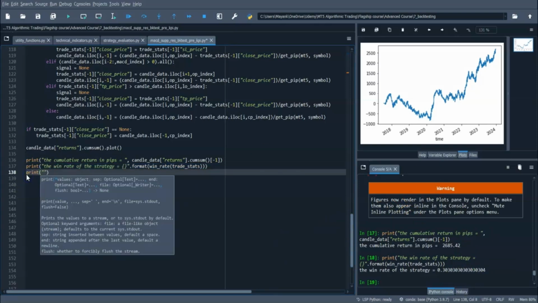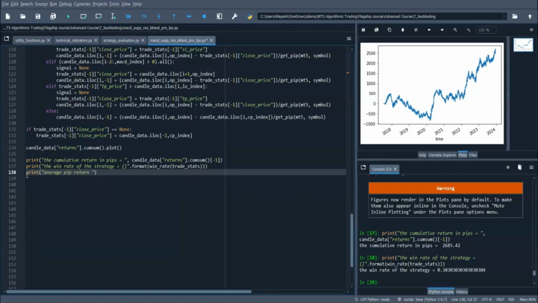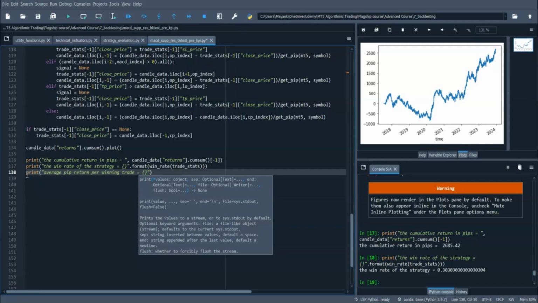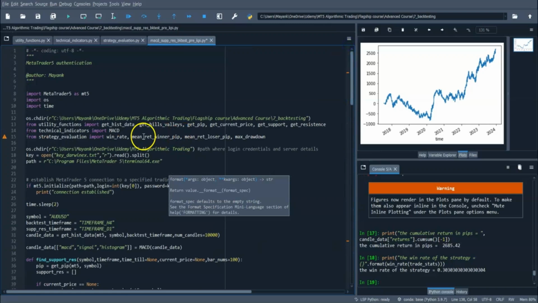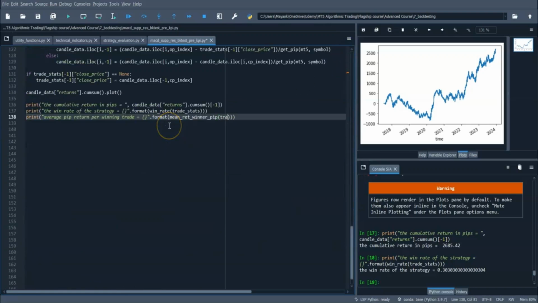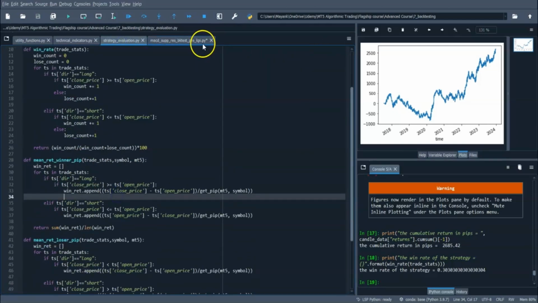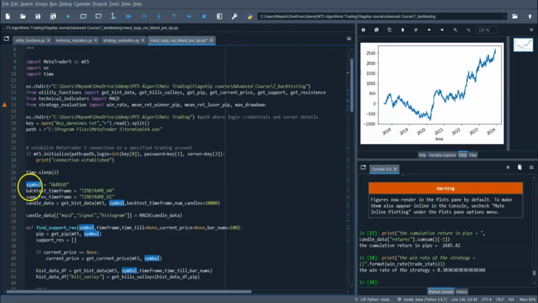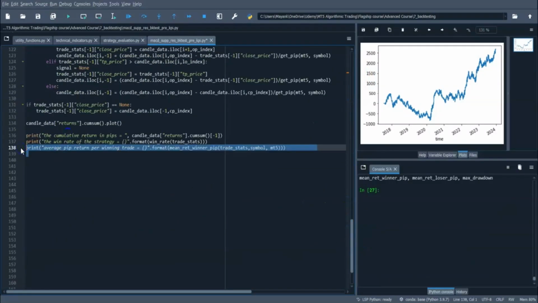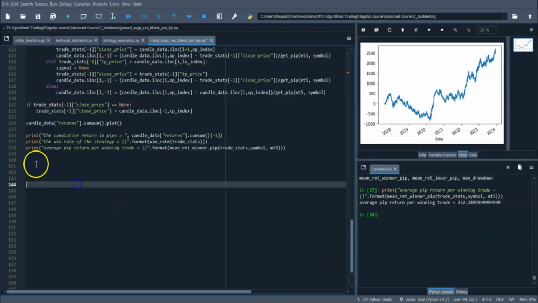Now the average returns, average pip return per winning trade is equal to placeholder dot format. Okay, this is a long name, so let me copy the name of the function. Mean return winner pip. And then what are all the arguments? Trade stats. Let me quickly check it. Symbol and MT5. We have already declared these variables. Symbol, we have it here. And MT5, we have been initiating in all our codes anyways. So now if I run this, average pip return per winning trade is 330.3 pips.